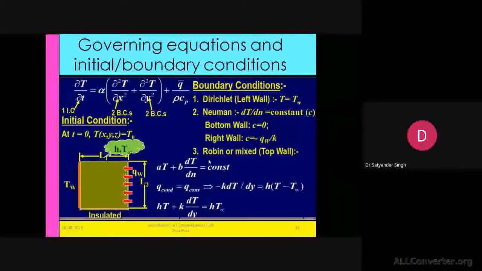It takes this form: I have to create a balance here, conduction equal to convection. From there I can write k dT by dy equal to h (T minus T infinity). That will be solved for temperature, and by using some discretization technique this will finally be linearized, because at present it is in differential form. To make it an algebraic equation, we have to solve it using some techniques. This particular form is known as the mixed or Robin boundary condition.